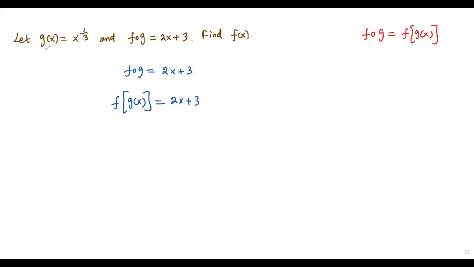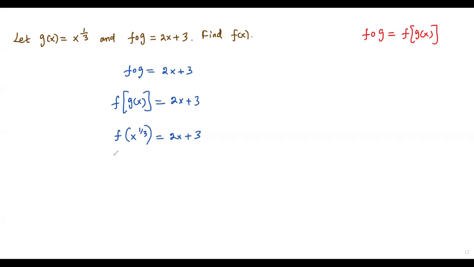So already we know that g of x equals x to the power of 1/3. So we can plug in this x to the power of 1/3 for the g of x over here. Then I'm getting f of x to the power of 1/3 equals 2x + 3. Almost I got the outside function f, but here we have just x, but here we have x to the power of 1/3. So now what I have to do is get x at this position. Instead of this x to the power of 1/3, how can I get x over here?